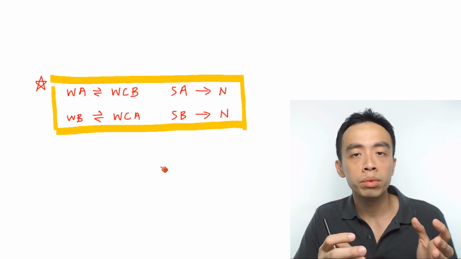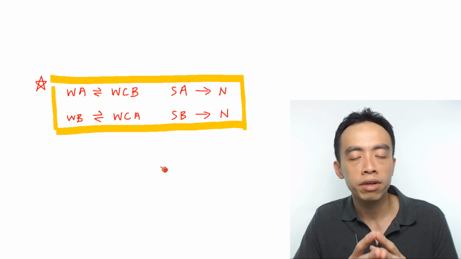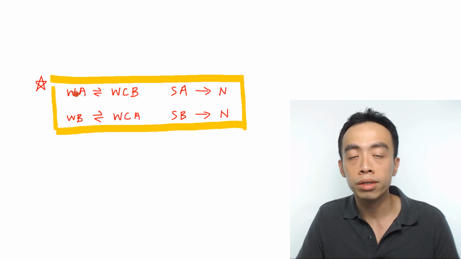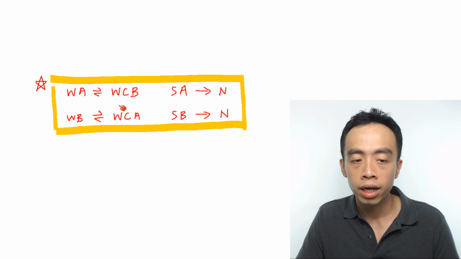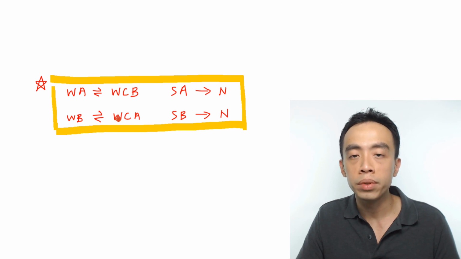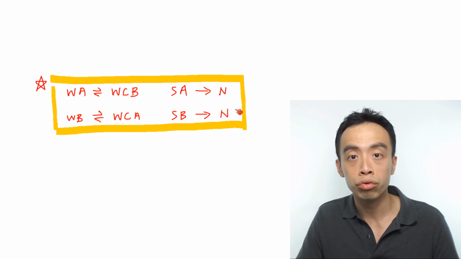So in summary, this is what we need to know in ionic equilibria. This concept is very fundamental. A weak acid will dissociate in solution to give a weak conjugate base. A weak base will dissociate in solution to give a weak conjugate acid. For a strong acid or strong base, when it dissociates in solution, the counter ions formed are neutral.